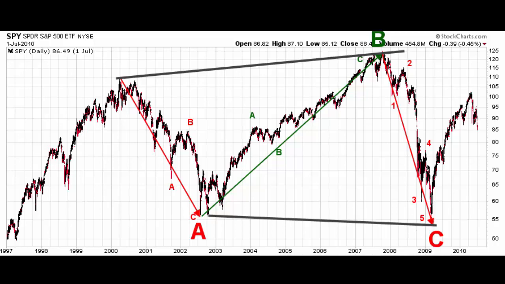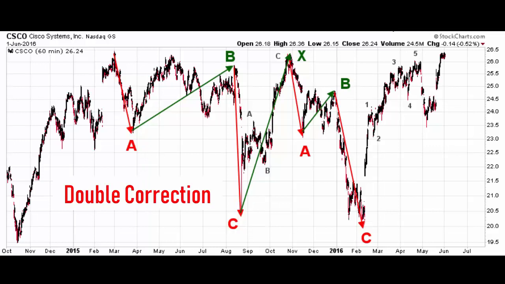The next type of corrective pattern that you will run into as you're analyzing these corrective moves is what we call a double correction. So essentially any of the previous corrective patterns that we've been talking about get together and they play out side by side. So you get this correction here, you get this nice ABC, it's kind of an extended flat correction that played out. But Cisco wasn't ready to resume its uptrend.